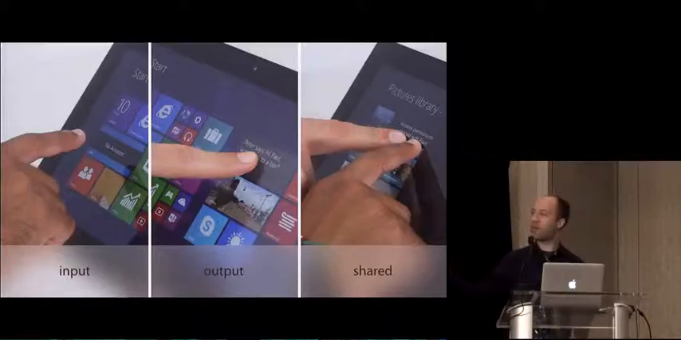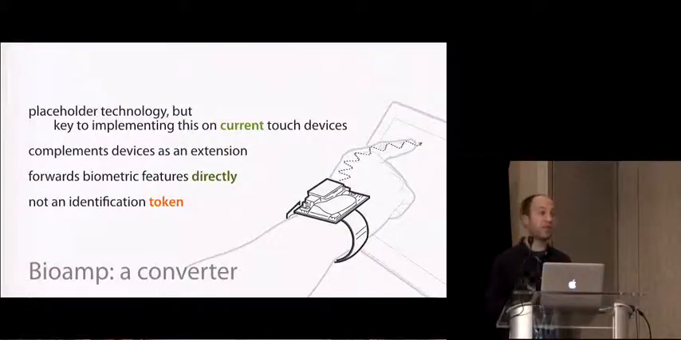We presented various scenarios for input, output, and sharing and context. And the key to making this work and exploring this on today's device is Bioamp, which is a converter of biometric features. So for us, strictly, it's a placeholder technology because we hope in the future tablets, or all kinds of devices, will implement biometric touch sensing themselves without using that extension. But for now, we need it. It's not a token, but it could act as one.